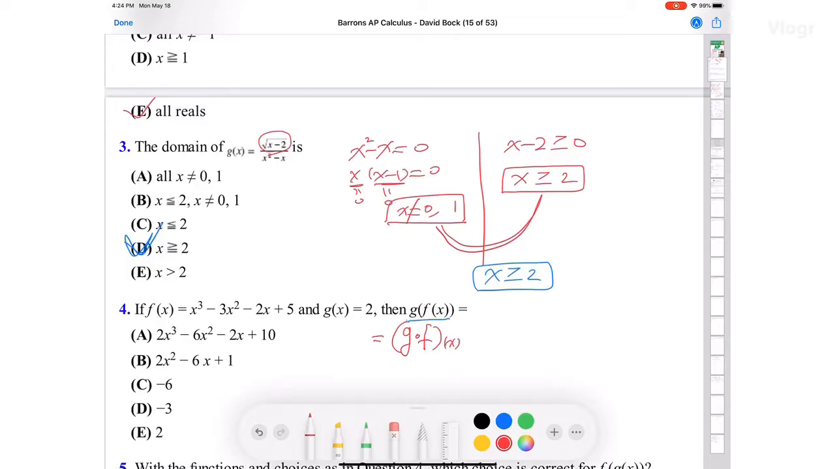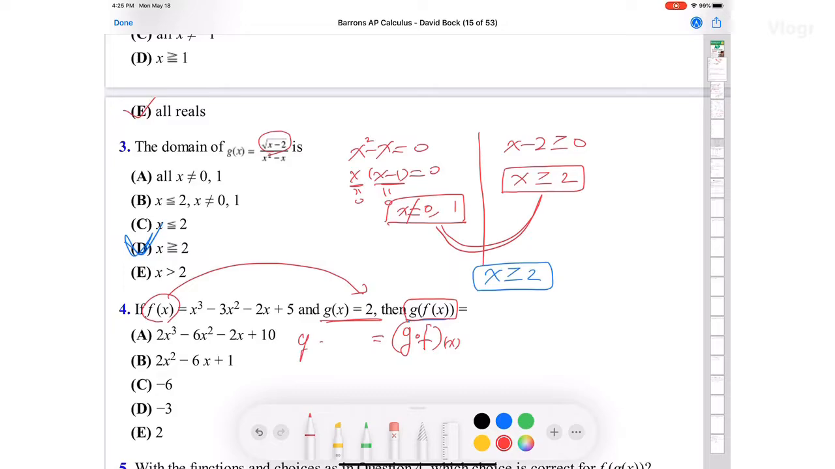So I'm going to use what? G of f of x, which means I'm going to plug in f of x, the whole thing, for x of g of x. One more time. G of f of x means what? Plug in f of x, that whole thing, for x of g of x. But g of x has no x. g of x equals just 2.